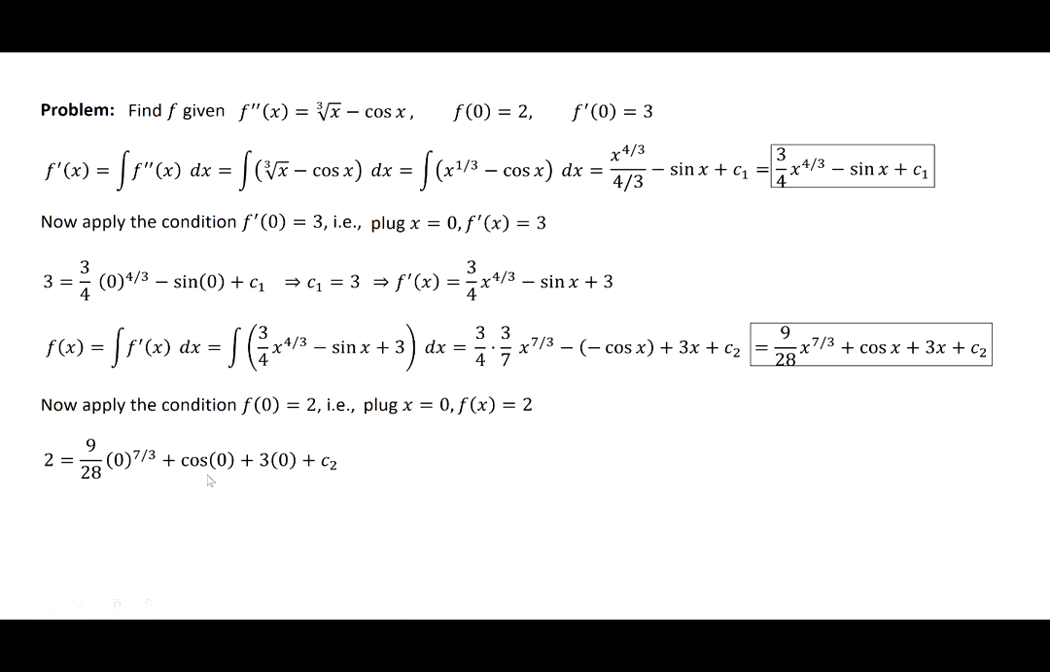Cosine of 0, however, is 1. 3 times 0 is 0. The first term goes to 0, second term is 1. And so we get 2 equals 1 plus c2. So that means subtract 1 from both sides and you get c2 to be 1. So that means f of x, go back to this one and replace c2 with a 1. Cool.